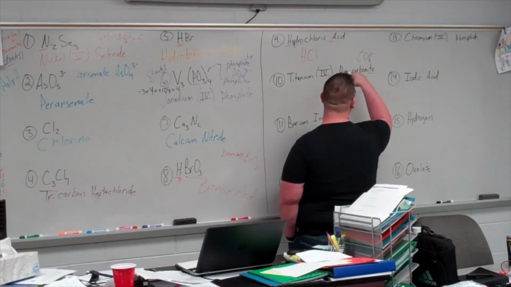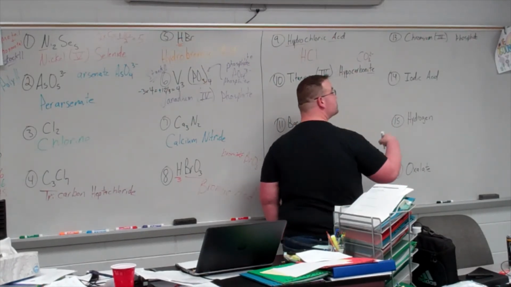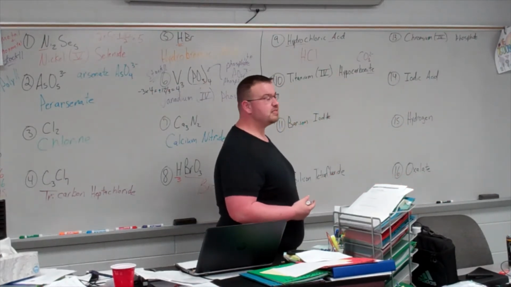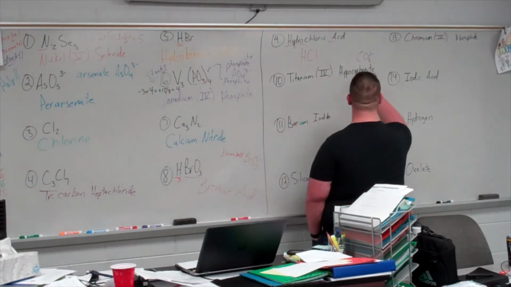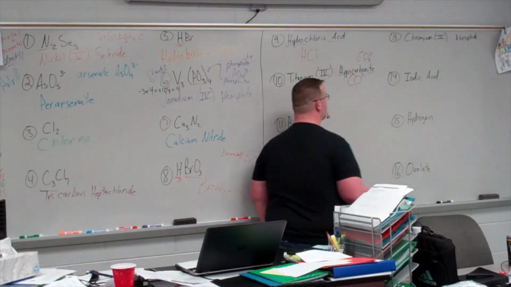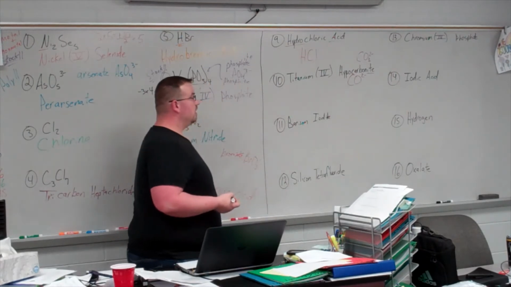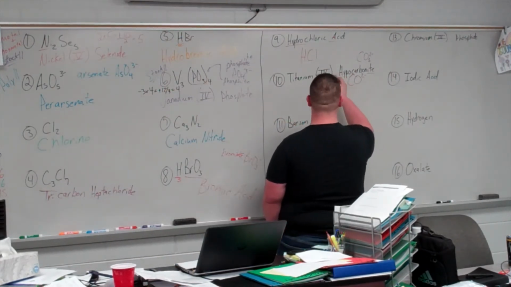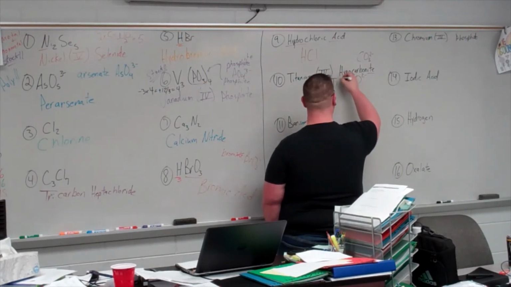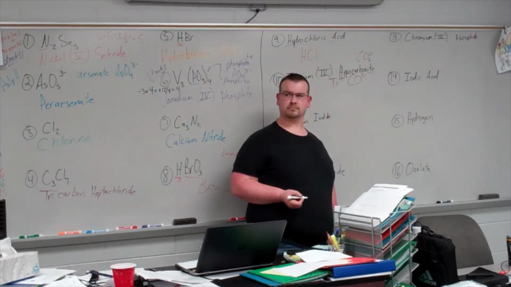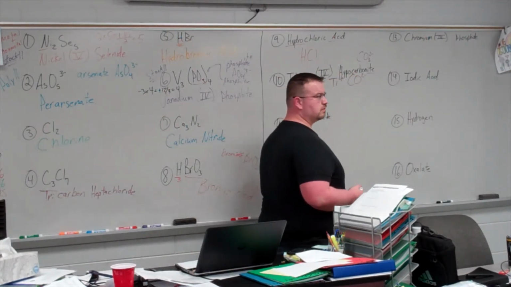So the prefix hypo tells me it's 2 fewer oxygens than the root ion. So that means we're dealing with CO2 2-. Now the first bit right here tells me the charge of the titanium, so I have Ti, it's positive 4. Dang. I don't know why everybody made it up to be that bad.